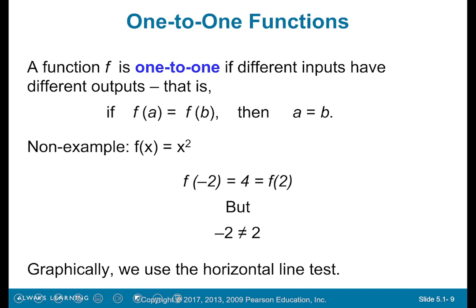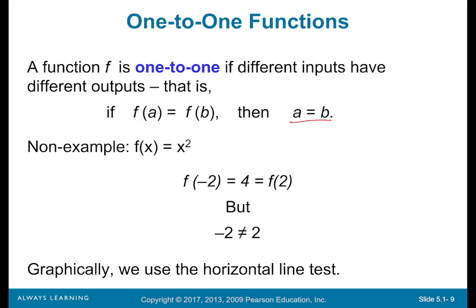So what does it take to make sure that our function is going to have an inverse that is also a function? Well, what we're going to test for is called one-to-one. A function is one-to-one if different inputs mean that we're going to have different outputs. So if we have f of a equals f of b, then it must be that the inputs were exactly the same.